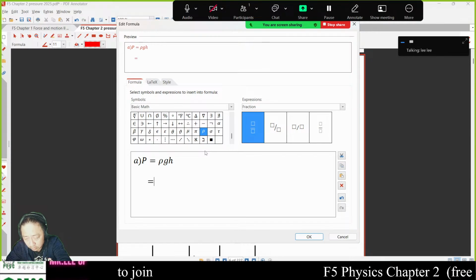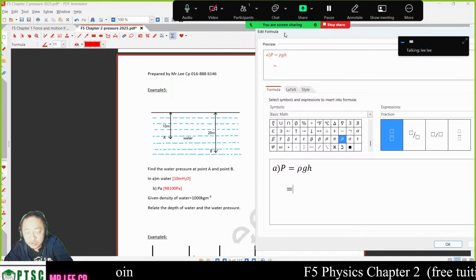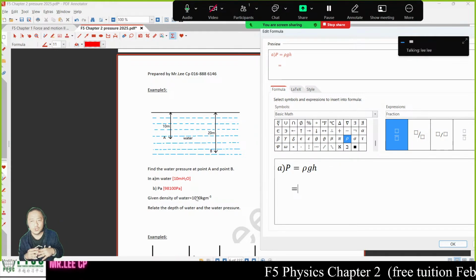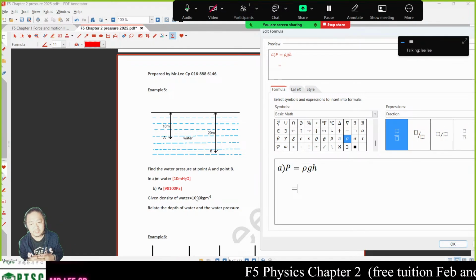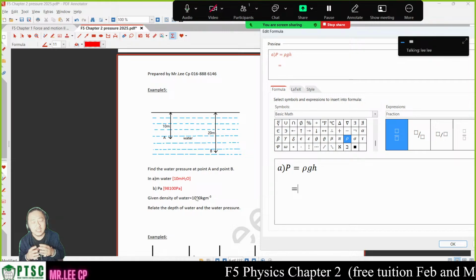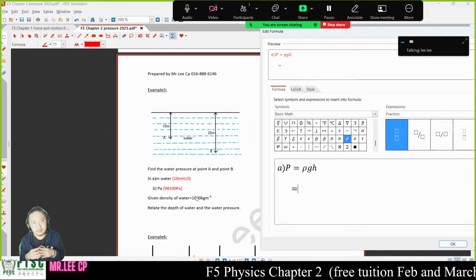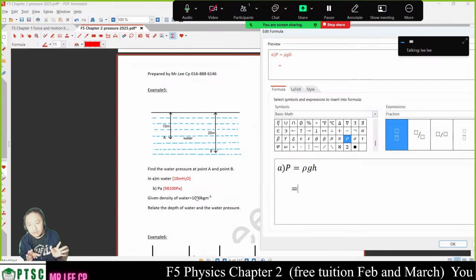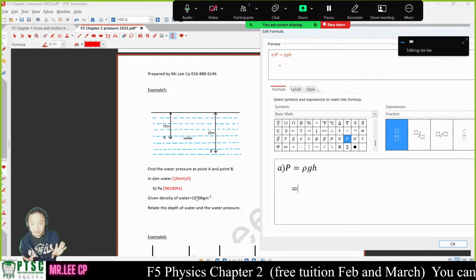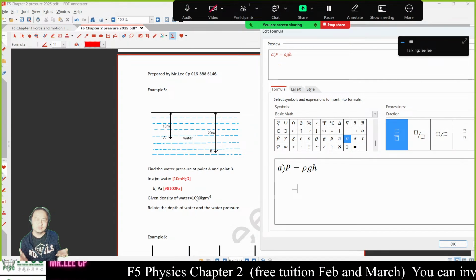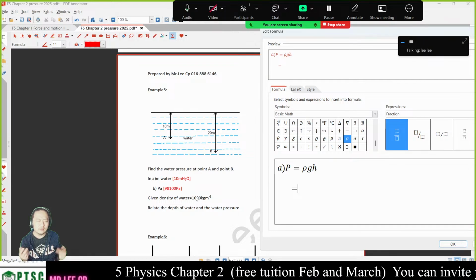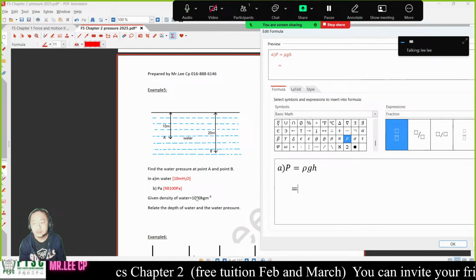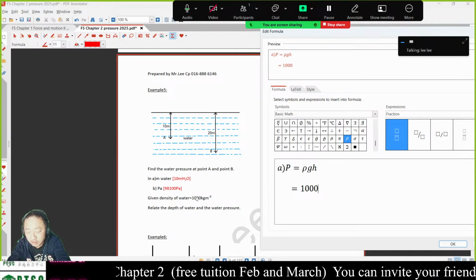Rho is density, so they will give you the density of water. For fresh water, it is about 1000. For sea water, it is about 1030 to 1050, still about like 1000 for salt water. So normally if they don't give you, you will take it as 1000. So 1000 is the density of water.